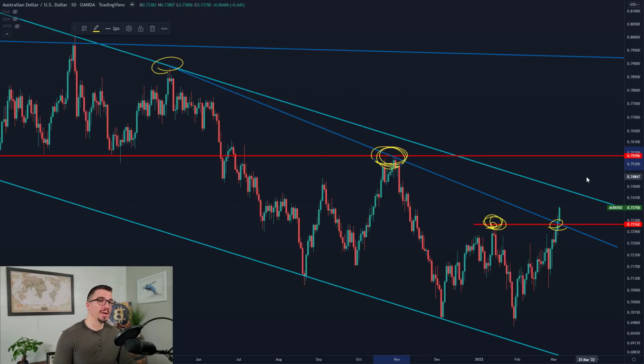So keep that in mind. We would really need to see the market close above this channel resistance up here to turn fully bullish and expose that area up around 0.755.